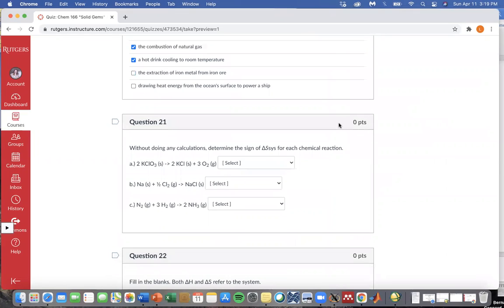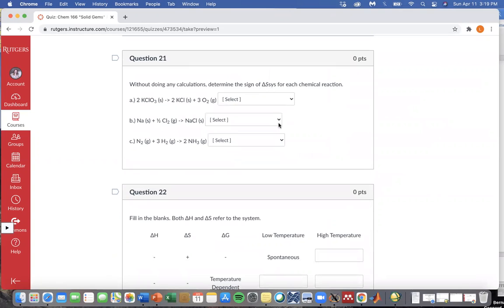That makes sense. Okay, so for the next one, we have to figure out the delta S of the system for each chemical equation. When we're given equations like this, do you guys remember how we determine the sign of delta S? Based upon if it's, oh wait, no, I might have forgotten. I think it's if it's spontaneous or not.